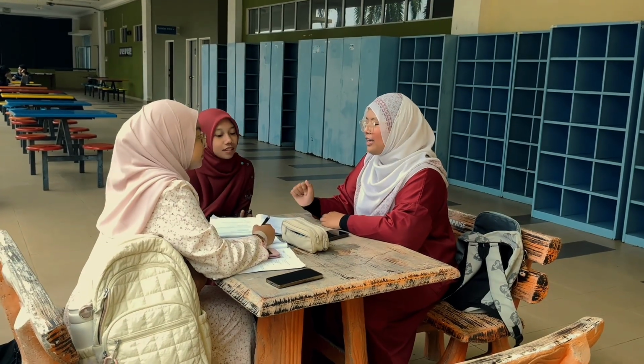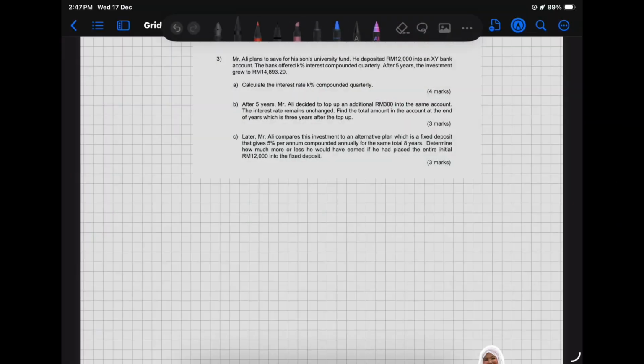Question 3, right? Okay, let me teach you guys. Let's go. Question 3. Mr. Ali plans to save for his son's university fund. He deposited 12,000 into an XY bank account. The bank offered K% interest compounded quarterly. After 5 years, the investment grew to 14,893 ringgit 20 cents.